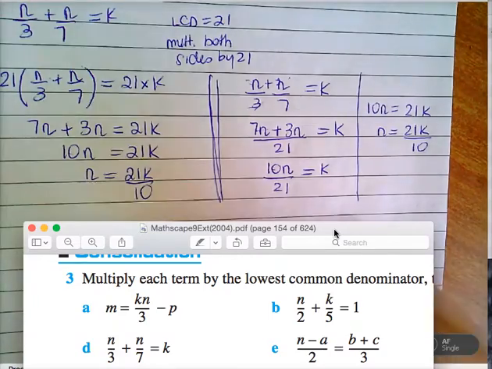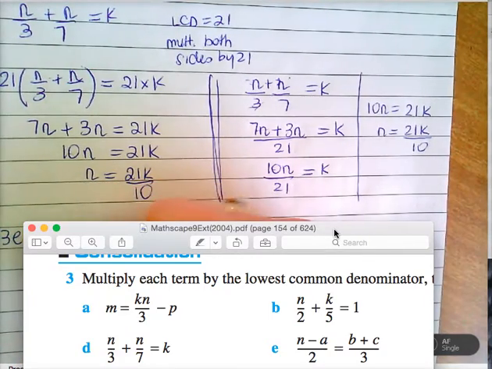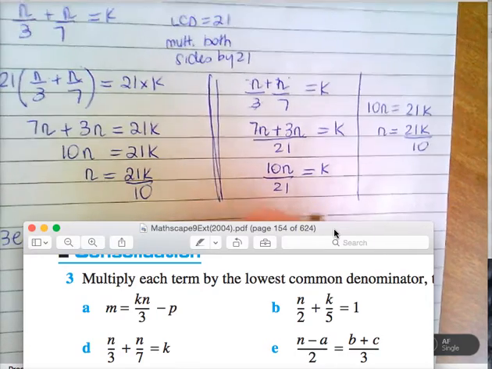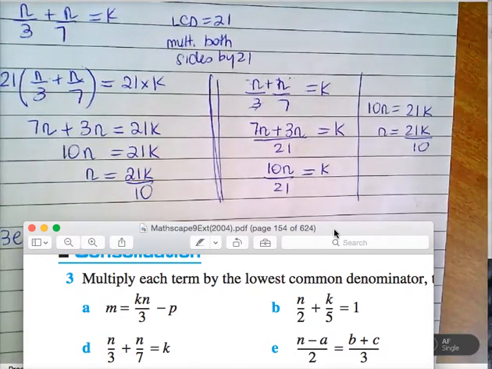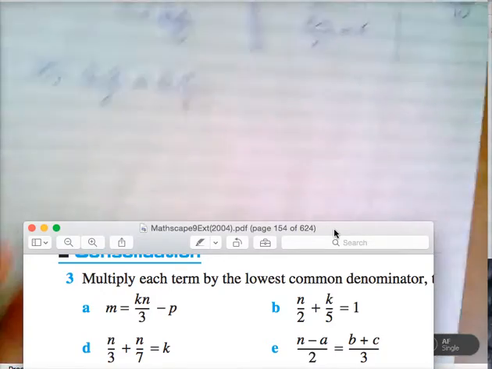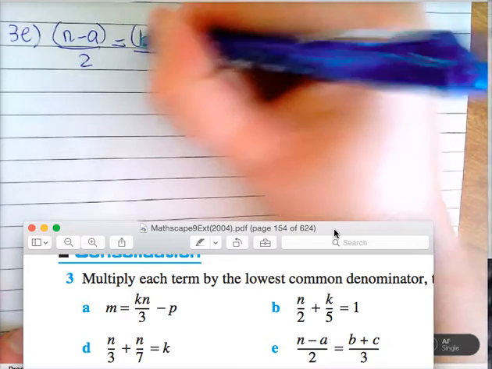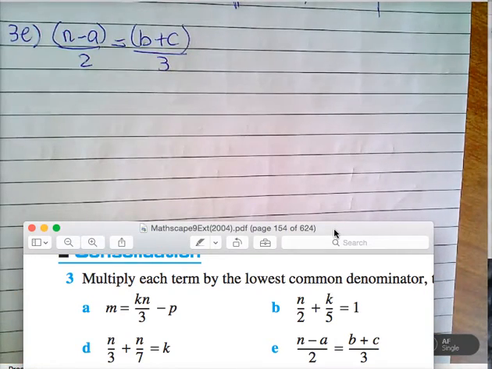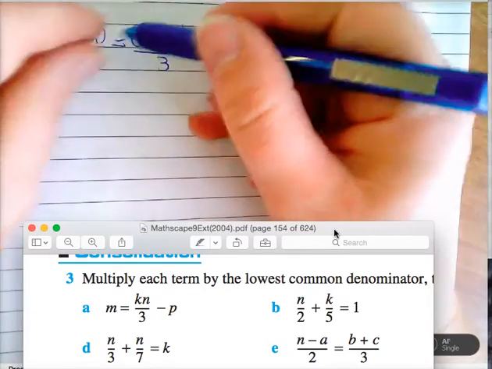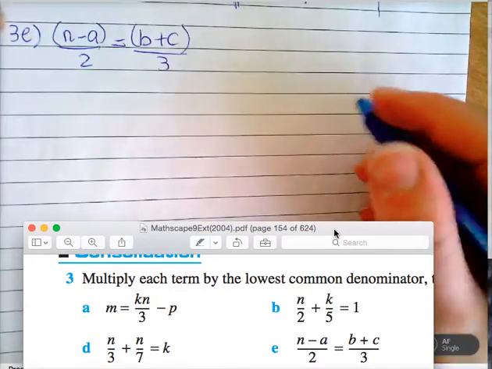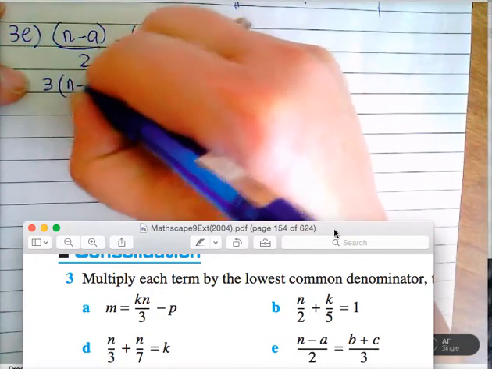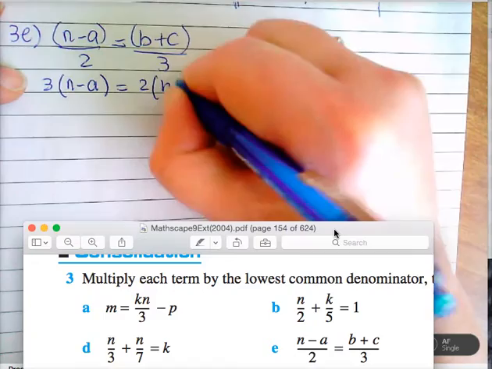Okay, question 3E. Girls, make n the subject. I can see fraction equals fraction, provided these are kept together. Like the n minus a is on the top, the numerator, and the b plus c is on the numerator. You need to put them in brackets. We've definitely got fraction equals fraction. That means to cross multiply. So 3 lots of n minus a equals 2 lots of b plus c.